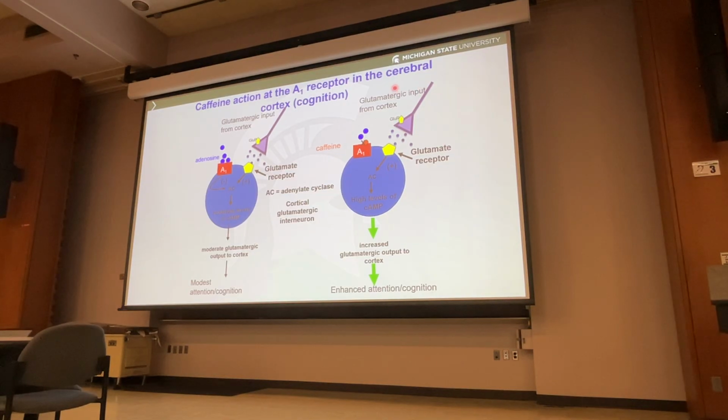Now with caffeine on board, same setup, right? We've got a glutamate neuron, another glutamate neuron, glutamate's released, binds to its receptor, causes adenylate cyclase to be active. But now with caffeine on board as an antagonist, it's going to shut off A1, so we have no input into the adenylate cyclase activity. So we get only the input from the glutamate neuron: high levels of cyclic AMP, increased glutamatergic output, and enhanced attention and cognition. So caffeine, antagonizing the adenosine A1 receptor, allows for increased amounts of cyclic AMP in this glutamate neuron within the cerebral cortex. That's going to enhance the attention and cognition within this person or within this animal.